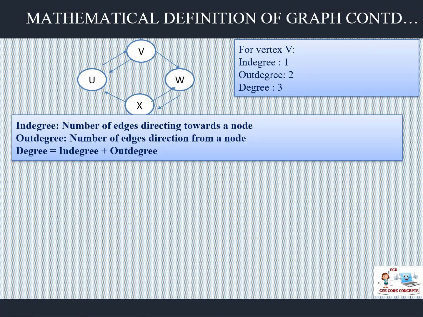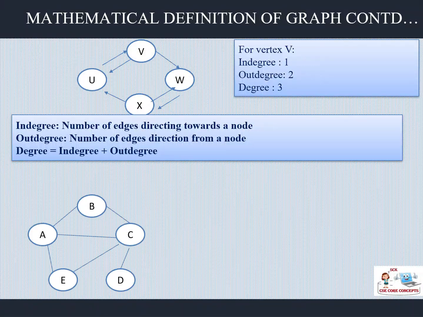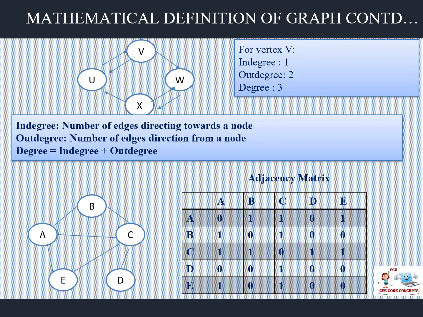So in this case for U, consider the node U. How many in degrees are there? 2 in degrees. One from V, one from X, right? 2 in degree. But out degree is only 1 towards V. So obviously the degree of U is also 3, right? Now if you consider W, for W in degree is 2 and out degree is 1. So for W also it is 3. For X also out degree is 2 but in degree is only 1, right? So again 3, fine.